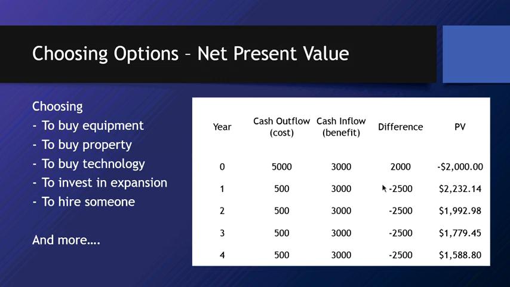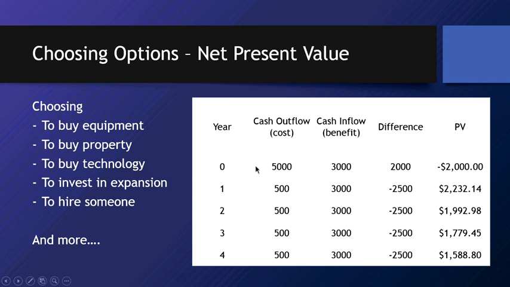And the third tool that we're going to cover today is the net present value. We call it NPV. A lot of people love this one. This is great to choose if you should buy equipment or buy property or buy technology, invest in an expansion, or even to hire someone. It could be any of these things. It's any time that you're outlaying cash for future income.